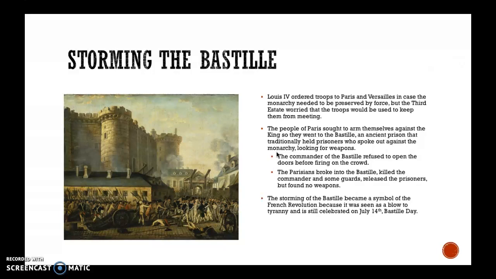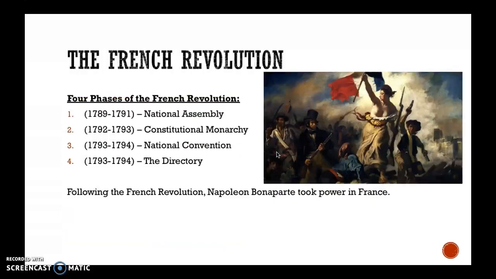But the storming of the Bastille overall became a really large symbol of the French Revolution because it was seen as a blow to tyranny, to the power of the king, and it's still celebrated to this day as a movement for independence.